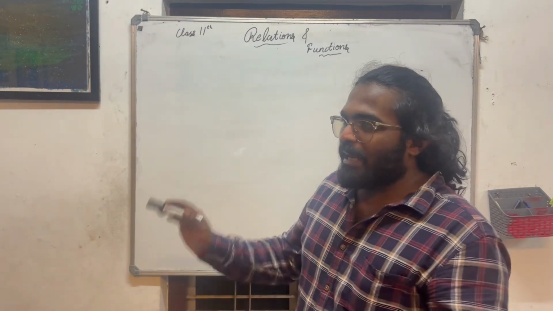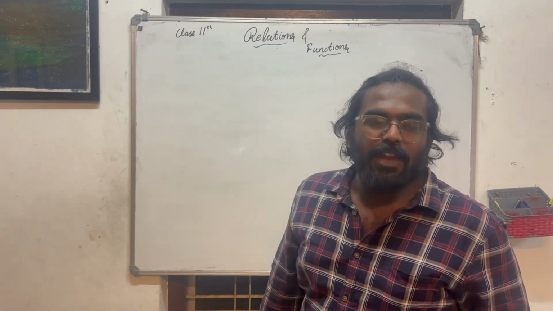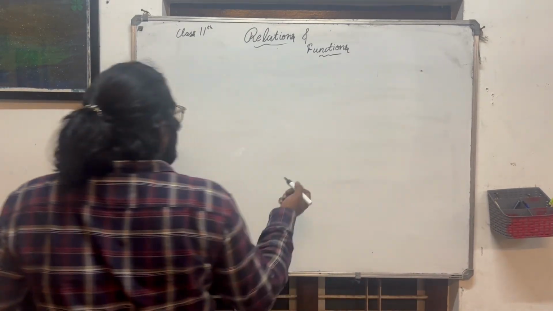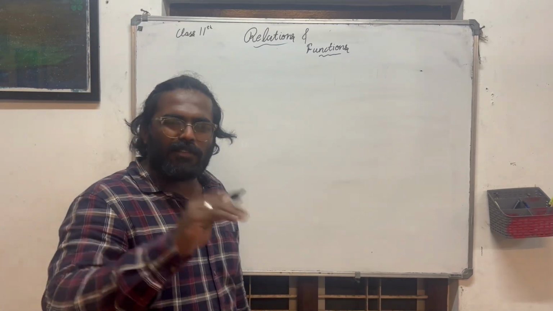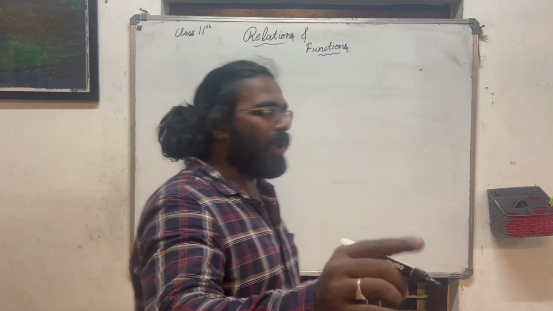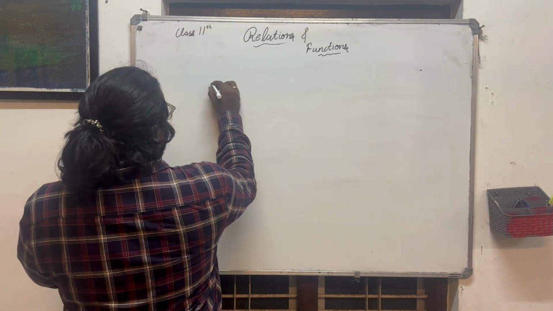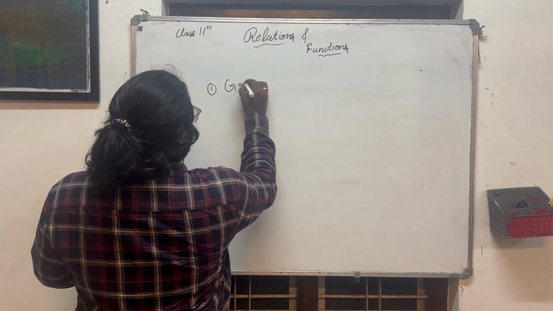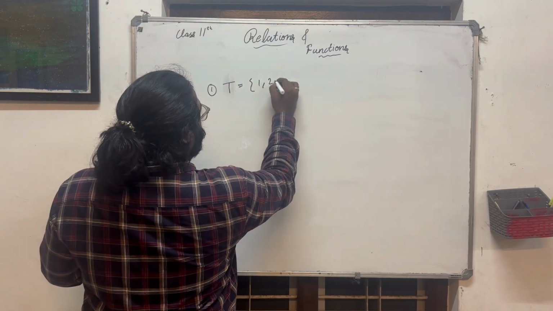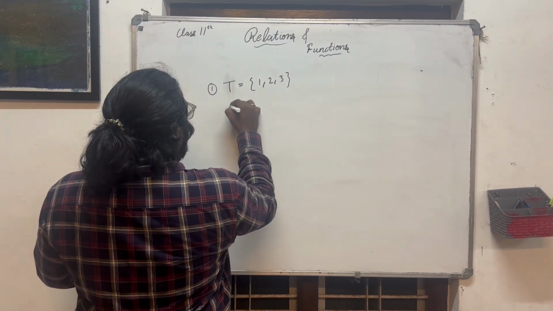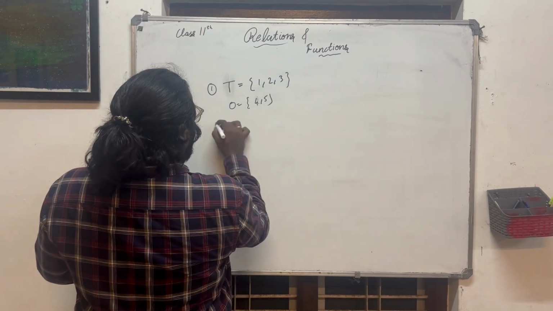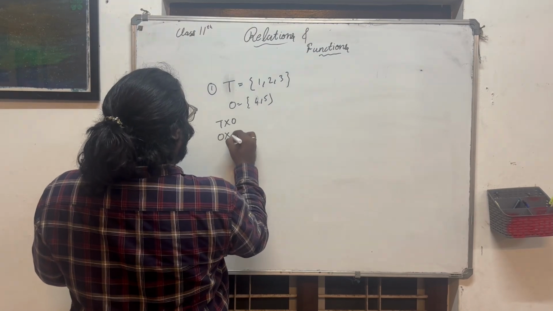Now we will be dealing with some of the basic terms that we need to know to make your 11th standard relation and functions easier. In sets we have equal sets and others. Some of the important questions I will be doing with that. Just see this common example. If you have T for trouble, we have 1, 2, 3, and O for orange, we have 4, 5. Then what is T cross O and O cross T?